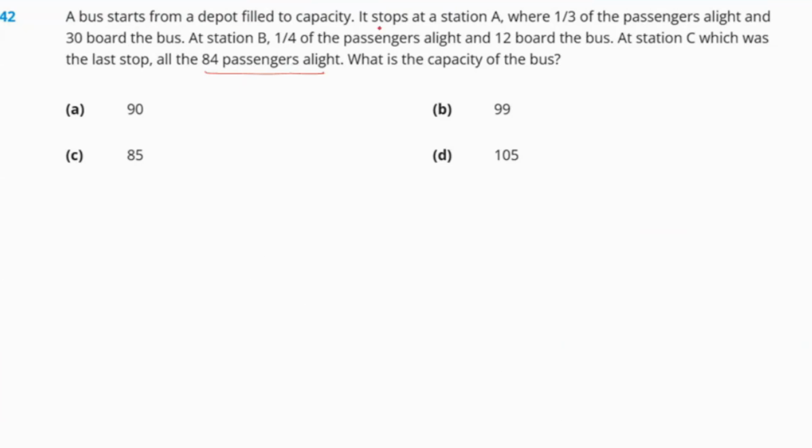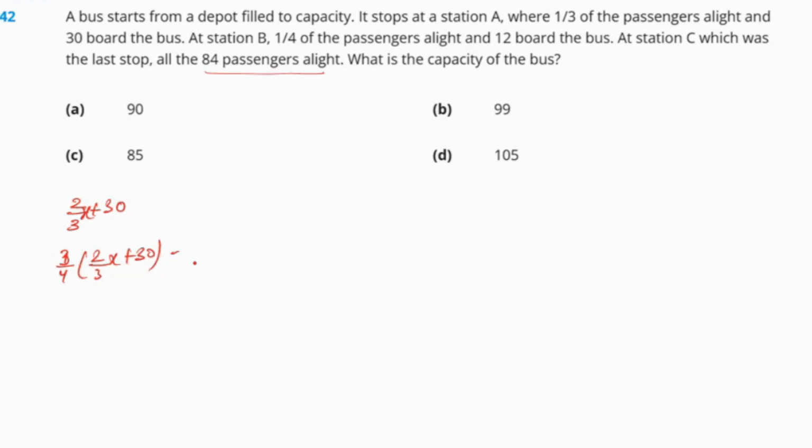So a bus has x passengers. 1/3 of the total passengers alight and 30 board the bus. Whatever the initial quantity, 1/3 has already alighted, so now 2/3 are left, and after that 30 more were there. So that was the case. And at station B, what happened? 1/4 of the passengers alight, so 1/4 of 2/3 of x plus 30. And after that, whatever is left, 1/4 is gone, so 3/4 are left.